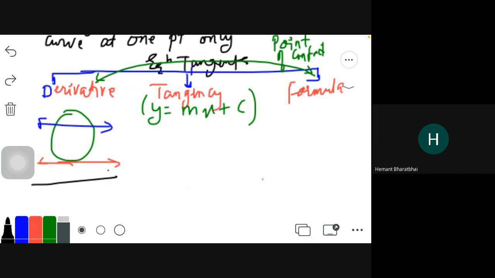And there can be one more line which is not touching the circle at all. There is one line which is touching the circle at 2 points. There is one line which is touching the circle at 1 point. And there is one line which is not touching the circle at all. So there are three possibilities only. All these three lines can be denoted by this particular thing only: y is equal to mx plus c.